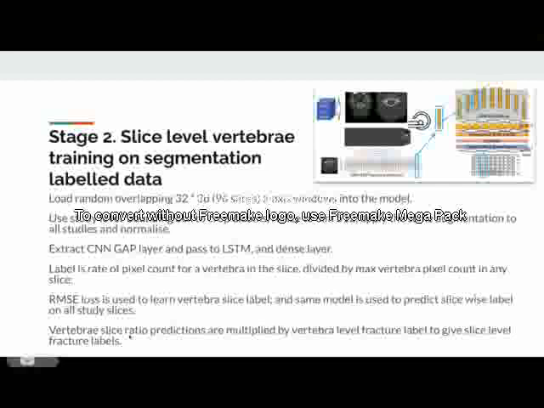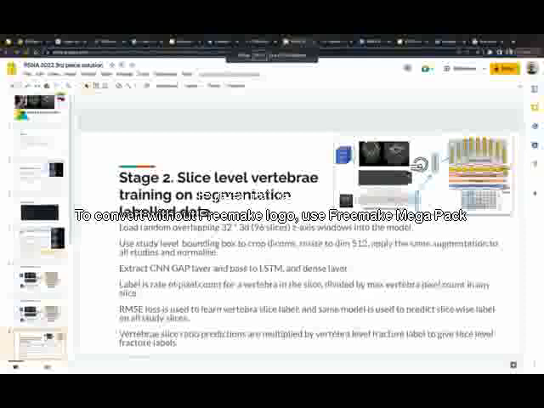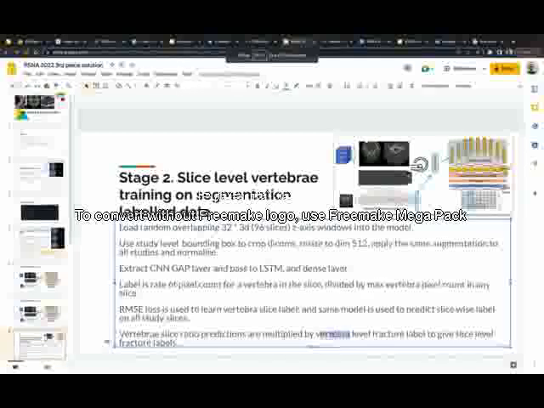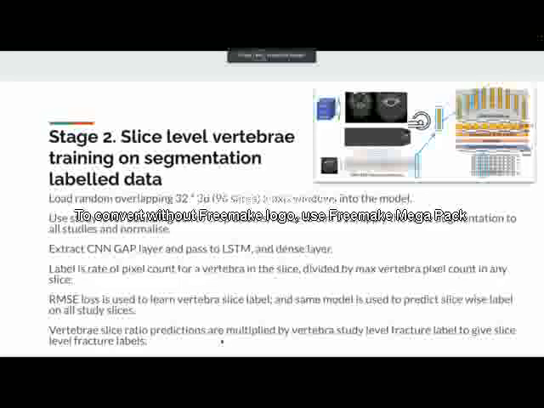So as a final step, when we predict on all the data, we have these vertebrae ratio predictions, and as mentioned before, we multiply these by the vertebrae study level fracture labels to give slice level fracture labels.